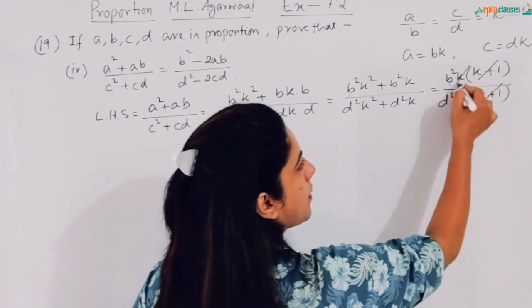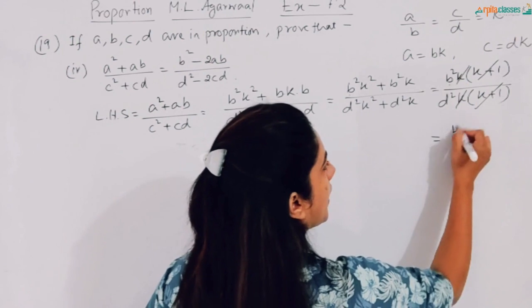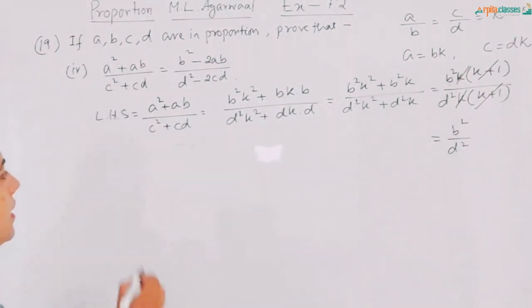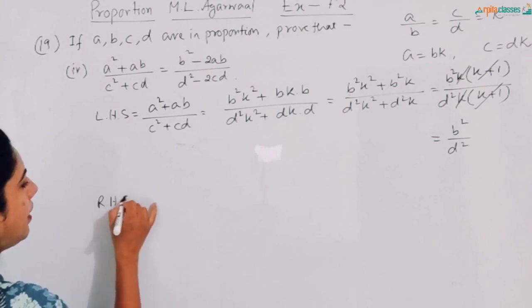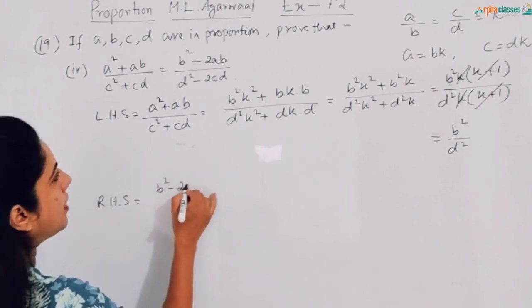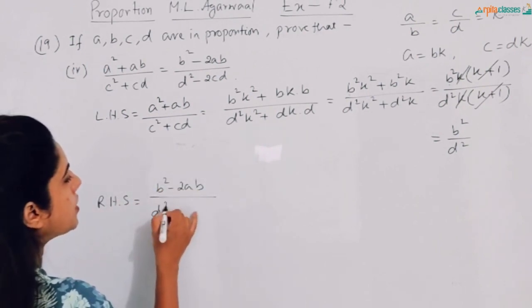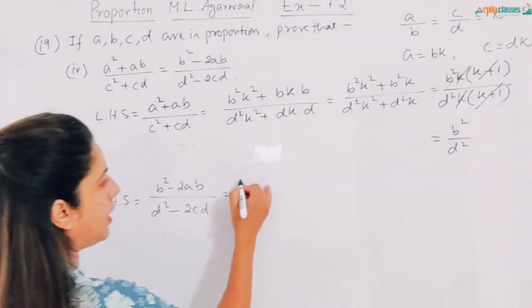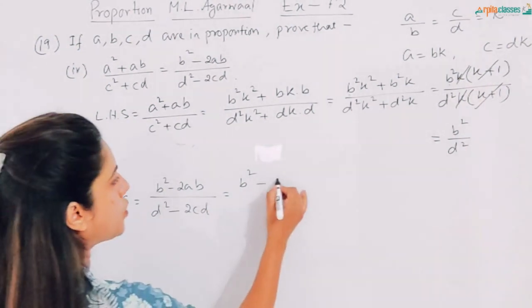k plus 1, k plus 1, k and k gets cancelled. So I get b square upon d square. So this is what I get from the left hand side. Now let us proceed with the right hand side. b square minus 2ab upon d square minus 2cd. Now b square can't be written anything, b square should be b square only, minus 2.